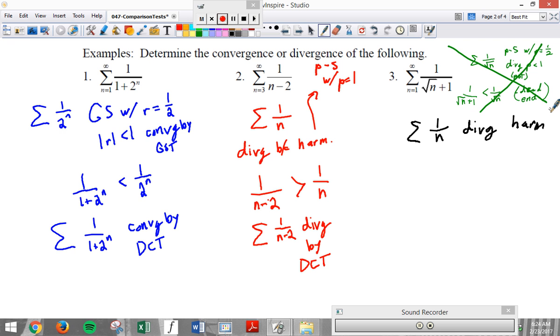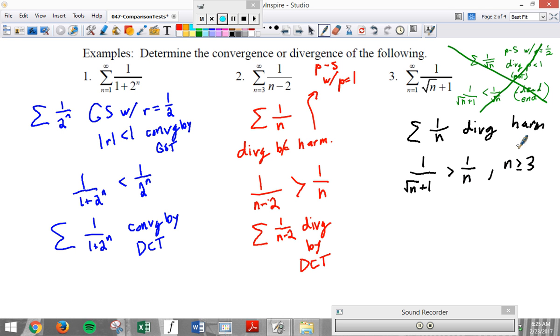And a moment's thought shows that, as one of my favorite professors would say, 1 over root n plus 1 is bigger than 1 over n. At least when n is bigger than or equal to 3, I think. And you could just check that, right? Like try 4. Root 4 plus 1, 2 plus 1. 1/3 versus 1/4.